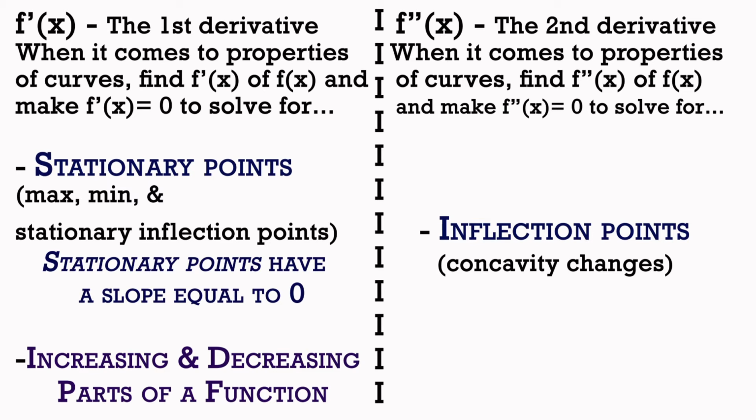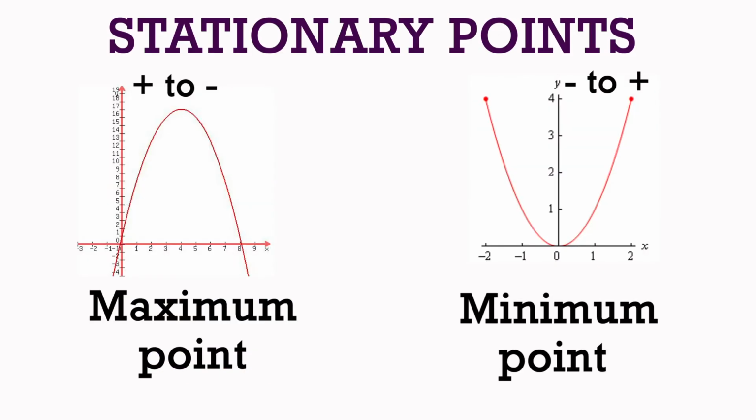The second derivative. When it comes to properties of curves, finding the second derivative of the function and making it equal to 0 will help you solve for the inflection points, which are specifically the points where the concavity of the graph changes. Now here are some examples of stationary points graphs.